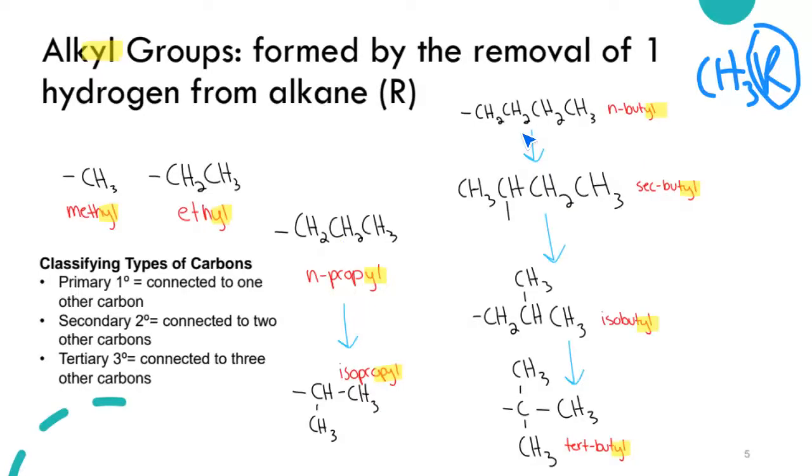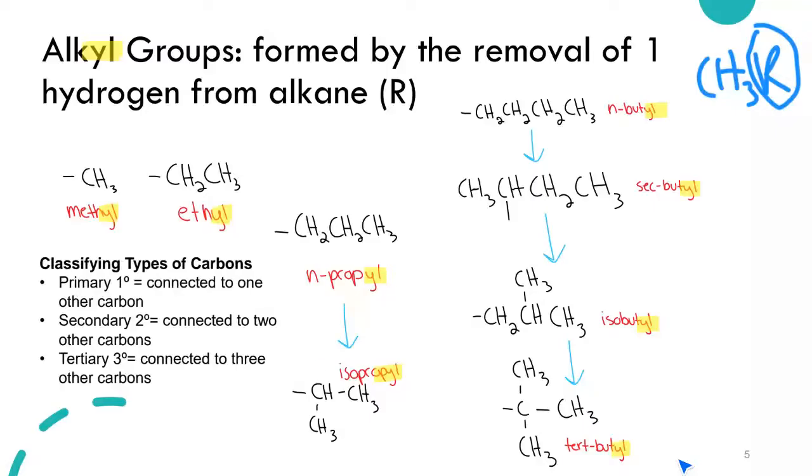So same thing with 4 carbons. You can either take a hydrogen from the terminal carbon, have n-butyl. If you take a hydrogen from the second carbon, you'll have secondary butyl. Then you can take a hydrogen from this carbon, but move a methyl group here, and this is isobutyl. Or you can have the tertiary carbon be incomplete and then have the methyl group surrounding it. This is called tertiary butyl.